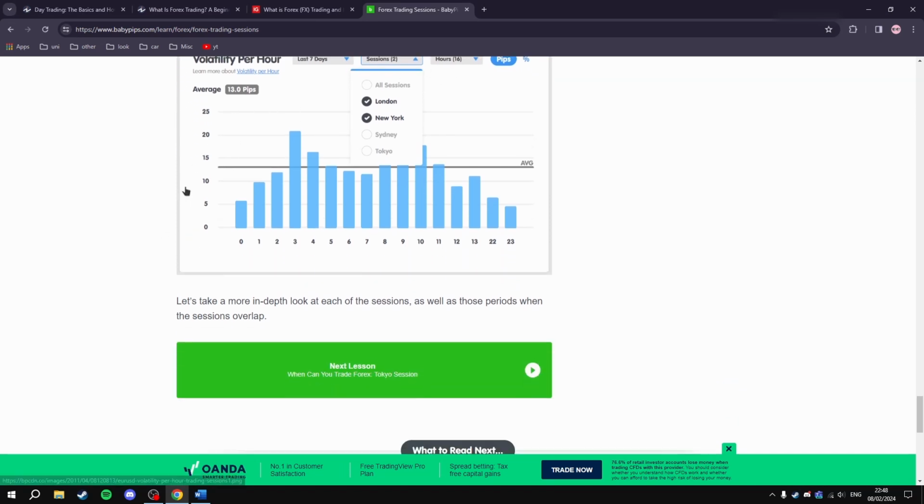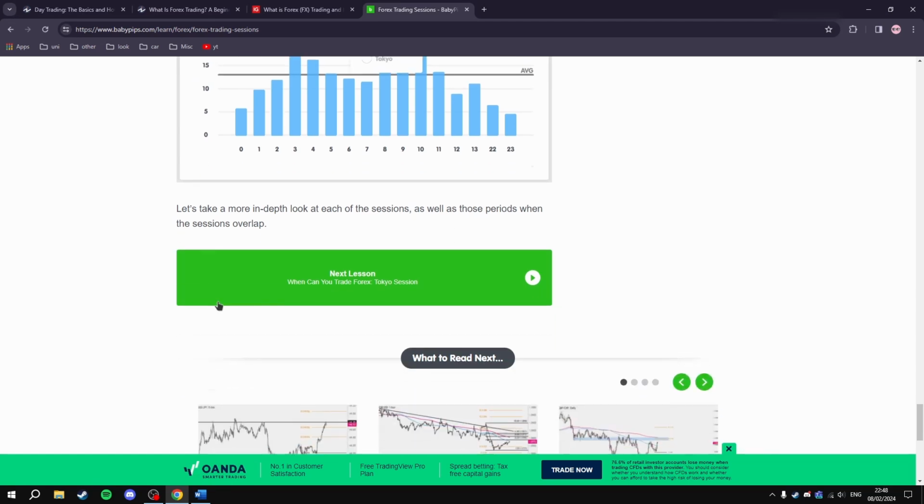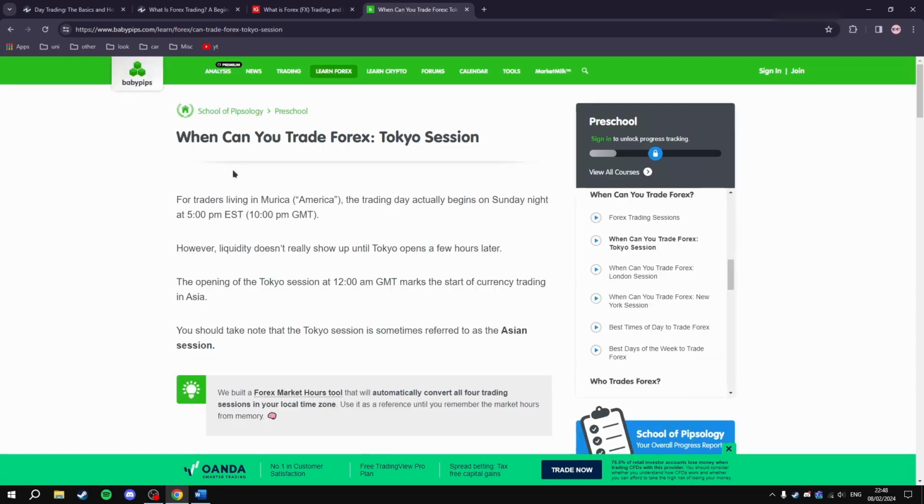Okay. Let's take a more in-depth look at each of the sessions, as well as those periods when the sessions overlap. When can you trade Forex? Tokyo session. For traders living in America, the trading day actually begins on Sunday night at 5 PM Eastern Time, 10 PM GMT, Greenwich Mean Time. However, liquidity doesn't really show up until Tokyo opens a few hours later.